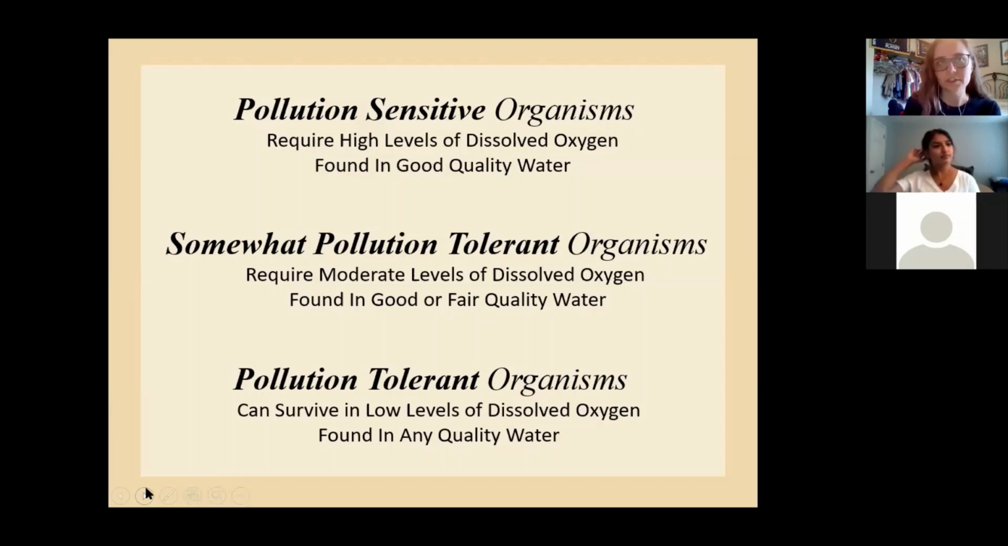Pollution tolerant organisms, you're really going to find pretty much anywhere, a healthy stream, and then a not very healthy stream as well. They can really make it anywhere. And then that somewhat pollution tolerant falls right there in the middle. But these macros are really important for that reason. We know what they're sensitive to, and we can say, we know that this must be a pretty healthy stream if we're finding these types of organisms there.